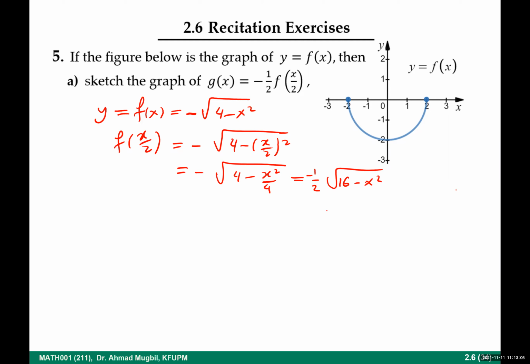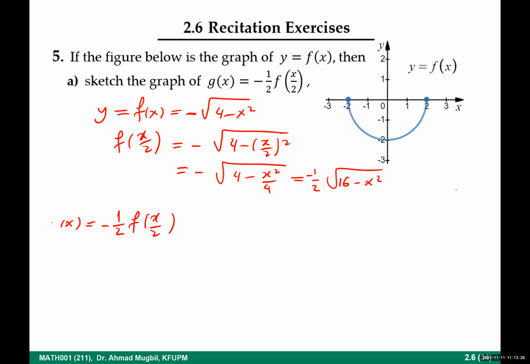If you, for example, put x equals what? When will it be 0? At 4. Now, when x is 4, it will be 0. When x is negative 4, it will be 0. So this will show you that this one was 0 at 2 and negative 2. This will be 0 at 4 and negative 4.